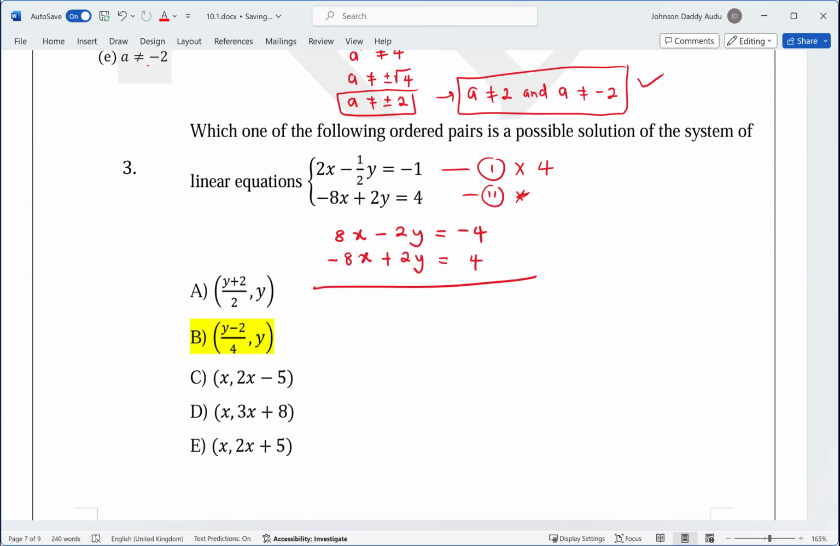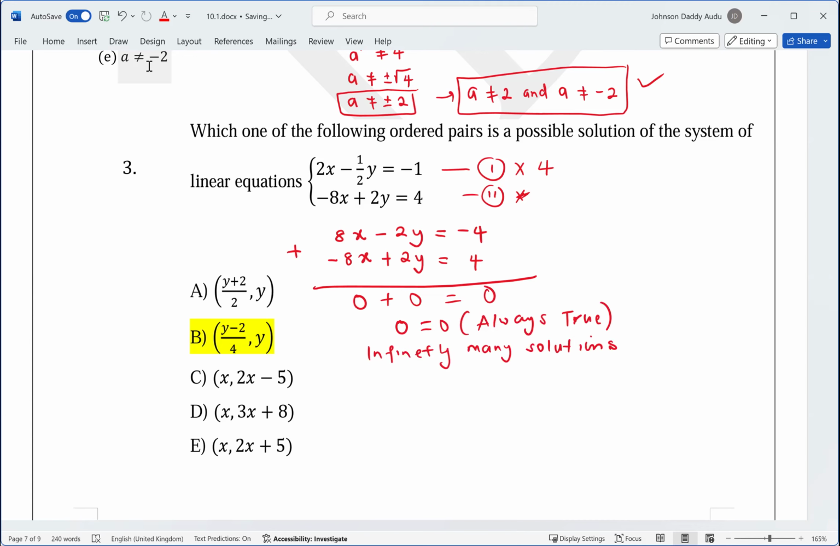Now, if you look here, we try to add, this will become 0, 0, 0. So see, 0 equals to 0, which is always what? Always true. And when you have this, this means that you will have infinitely many solutions. You have infinitely many solutions.